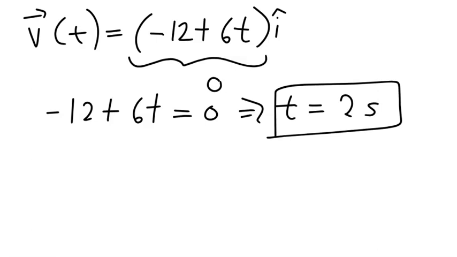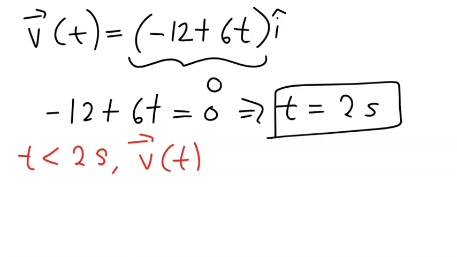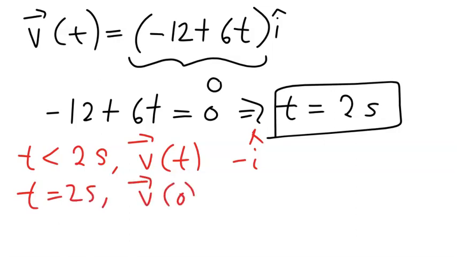A careful inspection reveals that at t equals 2 seconds, the object is actually changing its direction. This can be seen from the following. At t less than 2 seconds, the instantaneous velocity is along the direction of minus i hat. At t equals 2 seconds, the instantaneous velocity vanishes.